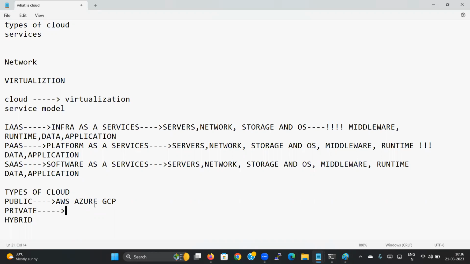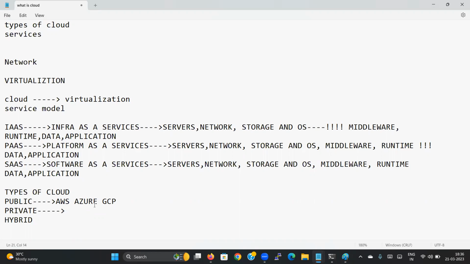You can create your own private cloud. How can you create that? If you have two or three servers, I can simply call it a cloud. If you provide accessibility to those servers for persons accessing from anywhere, then that is called a private cloud.